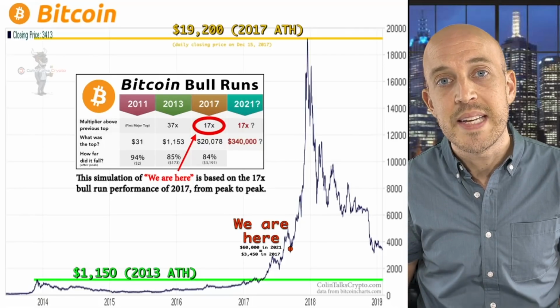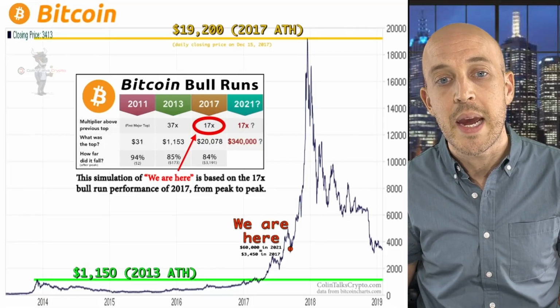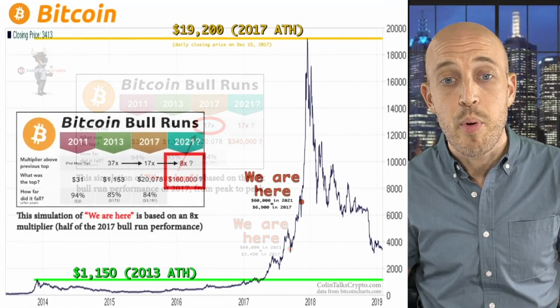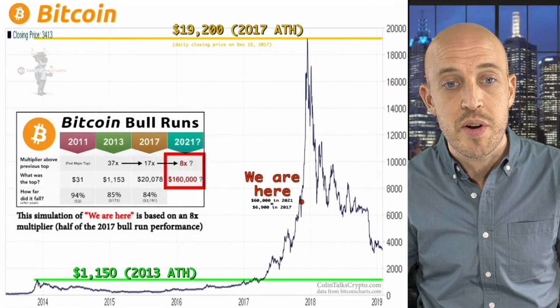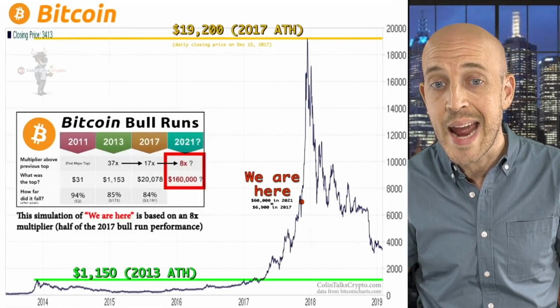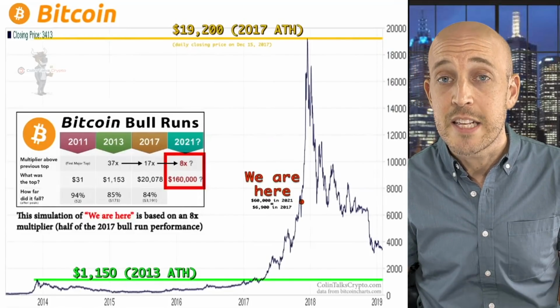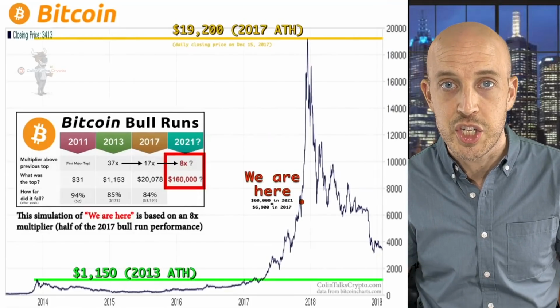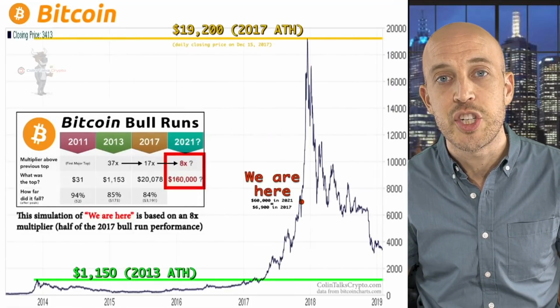And that's how I see this bull run possibly being larger than an 8x, breaking this particular trend where it goes 37x, 17x, 8x. Well, it might not be an 8x. And I think that if it's not, it's because of inflation and all the effects that inflation has.